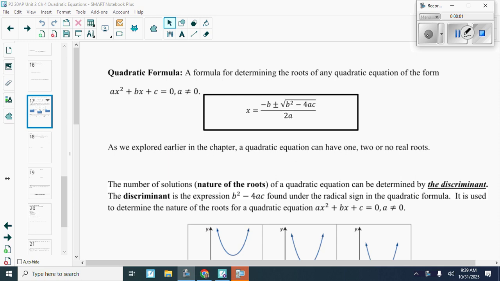Okay, so as I said, we are going to take a look at the quadratic formula. The what, the when, the why, the how. Are we skipping them? Yep, we're skipping those pages. We'll come back to them, but we're going to skip them.